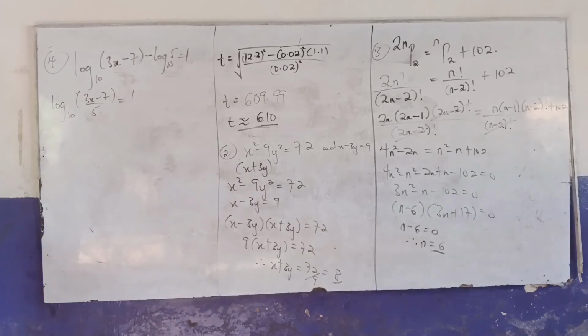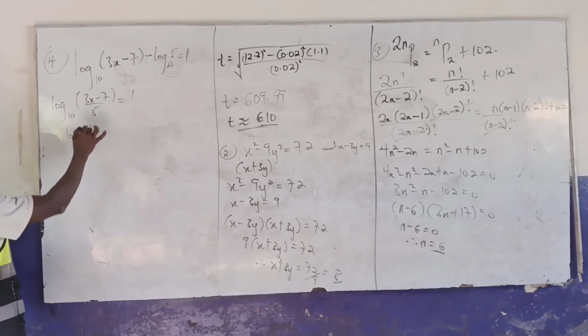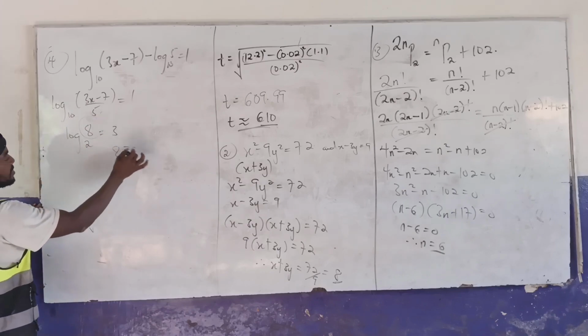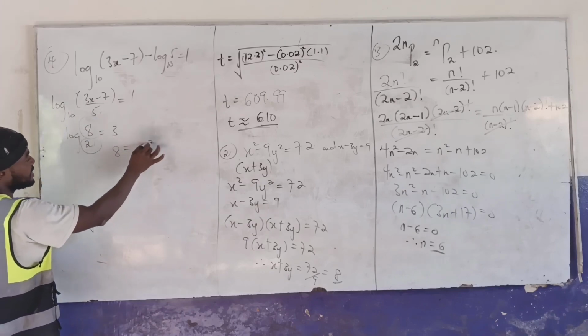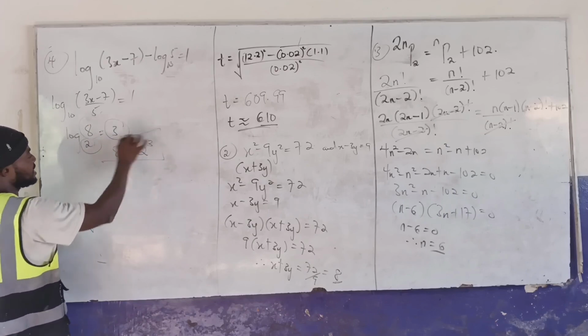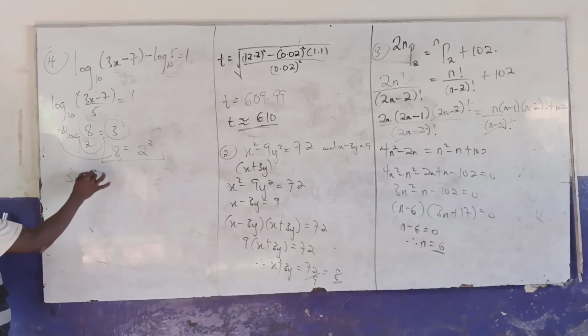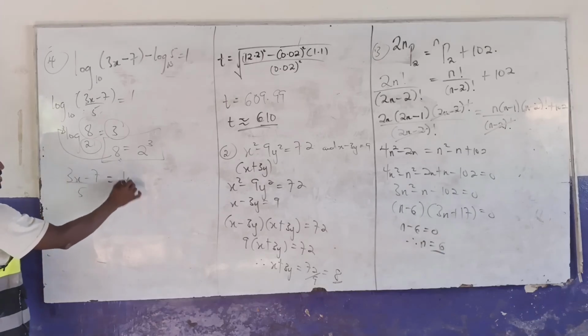It is from indices that we get logarithm. So if we have a logarithm, we can translate it back to indices when we have a situation like this. The best example I can give you is when we have log 8 base 2 is equal to 3. We say that the 8 here is equal to 2, which is the base, to the power 3, which is the answer on the right side. Using this comparison, we are going to have 3x minus 7 over 5 is equal to 10 exponent 1.